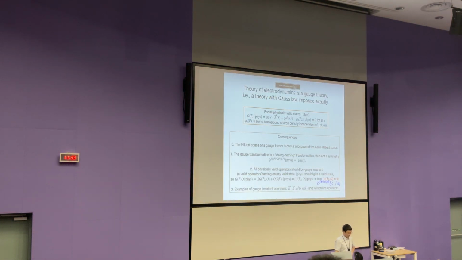And if we want to look at some examples of physically valid operators, these operators are also called gauge invariant operators because they don't change; they're invariant under gauge transformation. Some examples of gauge invariant operators include E and B and A dagger A, and the so-called Wilson loop operator, which will be discussed next week.